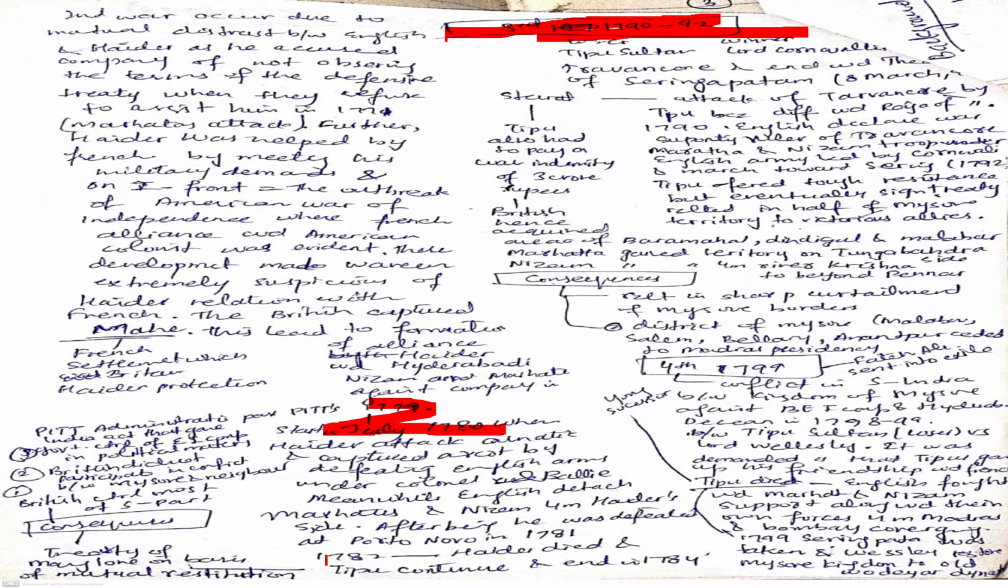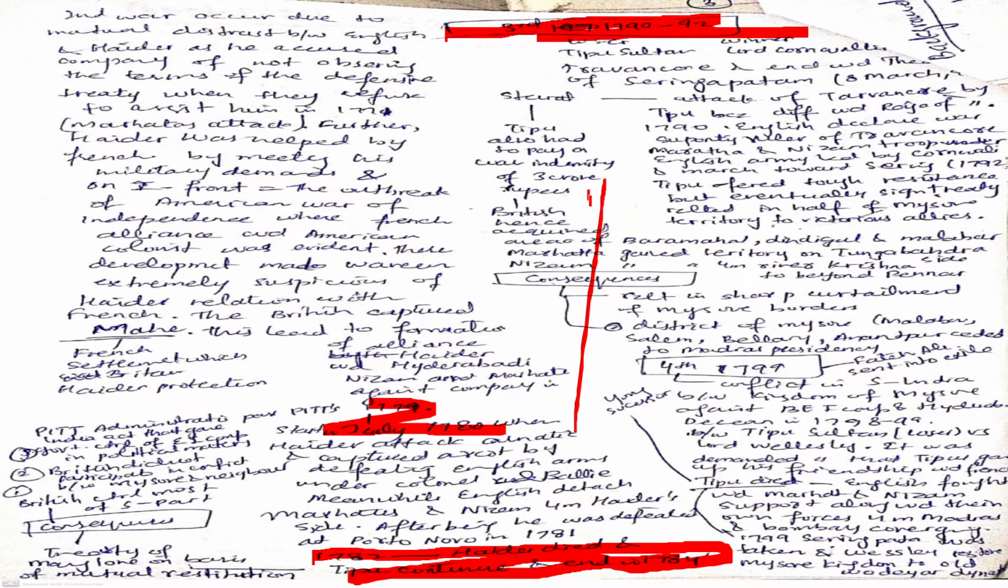He could not resist his loss, and in 1782 Hyder died. Tipu continued the war, entered the war in 1784 and lost it. So there was a war between Tipu Sultan and Lord Cornwallis, and the British won that war.